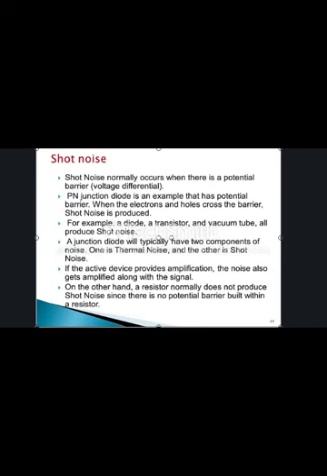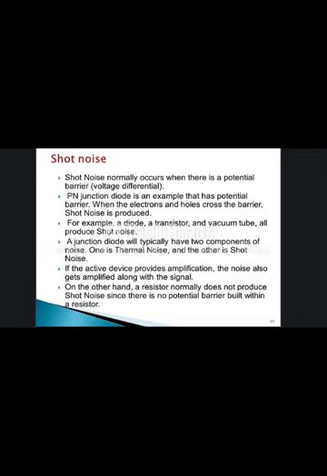Shot noise normally occurs when there is a potential barrier. A PN junction diode is an example that has a potential barrier of 0.7 volts. When the electrons and the holes cross the barrier, shot noise is produced. Therefore, we see shot noise in a diode, a transistor, vacuum tube, and so on. A junction diode will typically have two components of noise. One, that is thermal noise due to the resistance, and the other is shot noise.